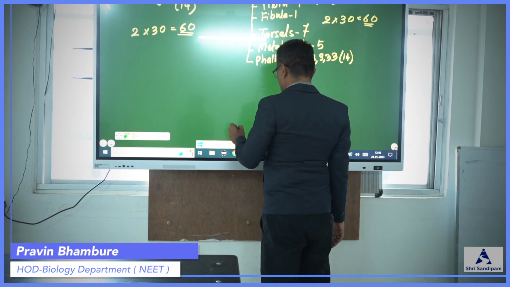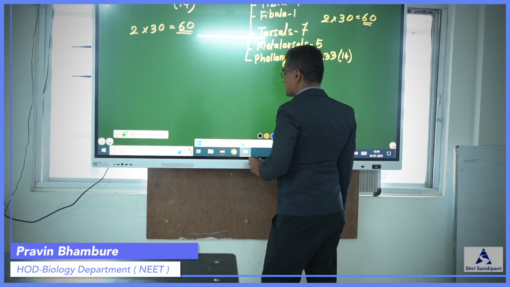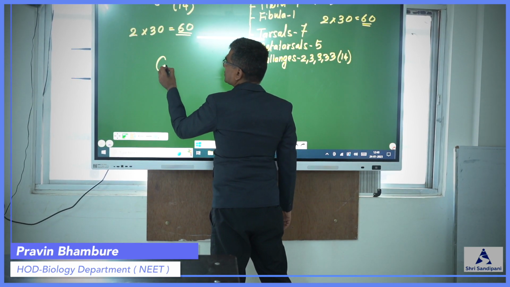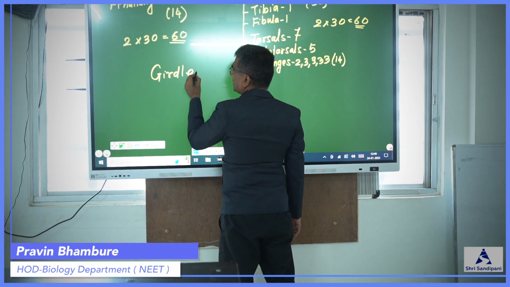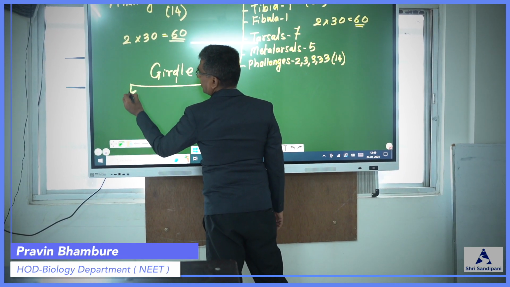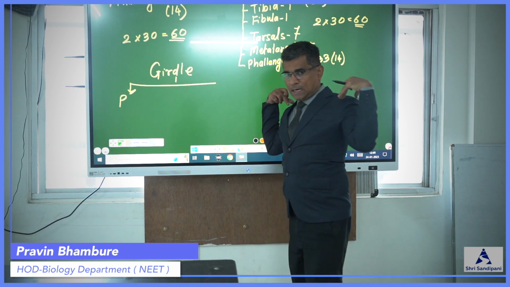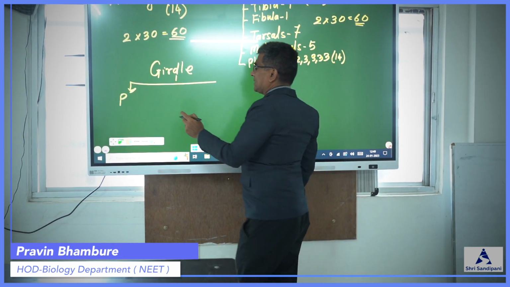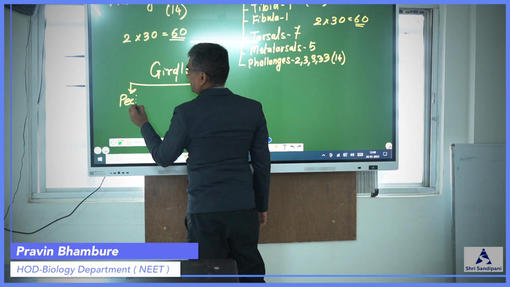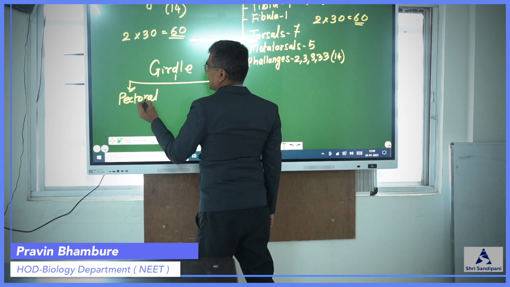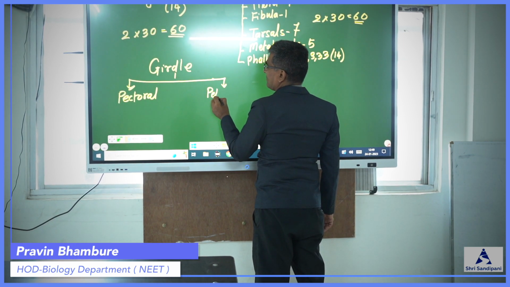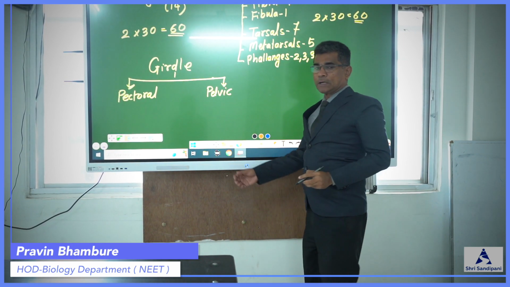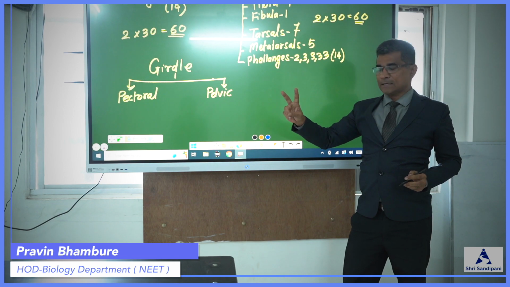Now what comes in appendicular next is called girdles. So what are these girdles? I'll explain. Girdles or girdle bones, there are 2 girdles in our body. The upper part, the chest part, is called the pectoral girdle. And the hip bone is called the pelvic girdle. So pectoral girdle and pelvic girdle, these are the 2 girdles.